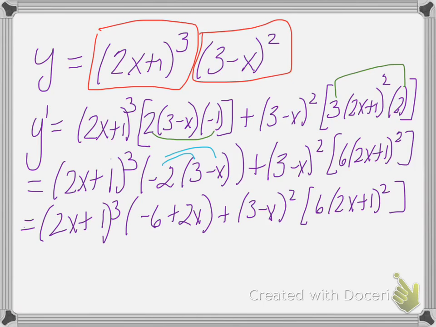Okay, and now if you look, you can see, I'm going to do it in a different color, that there's a 2x plus 1 in the first term and a 2x plus 1 in the second term. And also, there's a 3 minus x in the second term. And if you look here at the first term, hopefully you can recognize that you have to factor out a 2. So I'm going to factor that out.